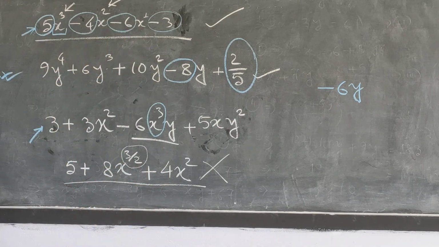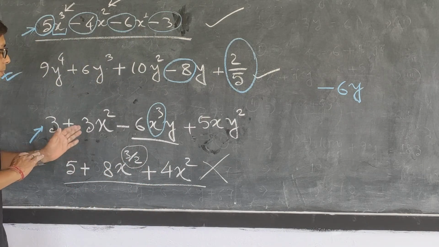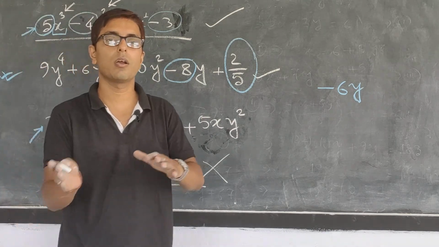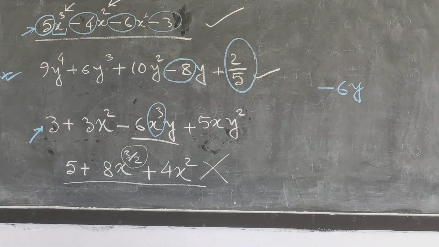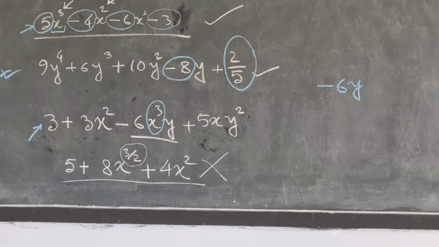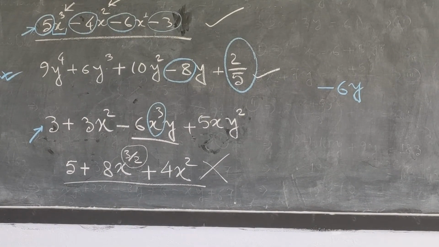So in this way you will try to find out or separate out the coefficient and the constant part of a given expression. Clear? So hope you have understood the coefficient part and the constant part of a given polynomial. Now let us understand more on this. Let us understand the degree of the polynomial. Clear?